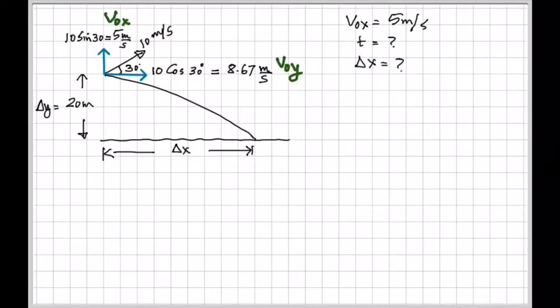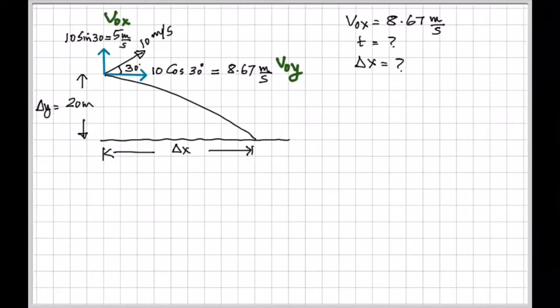Wait, wouldn't the 8.67 be the velocity of the x-axis? That is right, Brian. Thank you for correcting me. See, I'm sleepy. Thank you. 8.67, see, that's why I need good students like you all. 8.67 meters per second is the V naught x. I had flipped them. You see that?